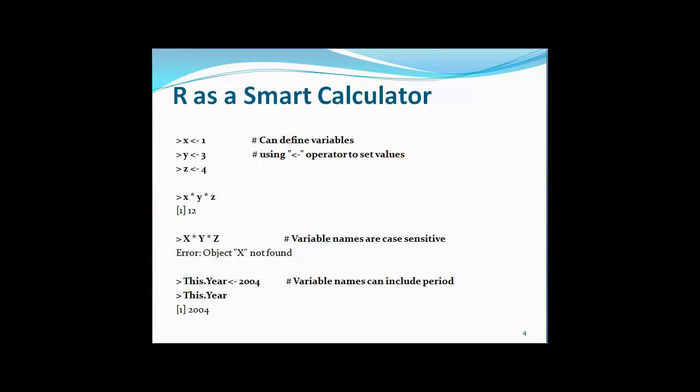Yeah, R is also case sensitive. This means the small x is different from the capital X. Here I have assigned the value to small x, y, z. Okay, so it will give me the output after calculation. But if I use capital X, capital Y and capital Z in place of small x, y, z, it will give me an error because I have not assigned the value to capital X, capital Y and capital Z. Okay, so this point is to be noted that variable names are case sensitive.